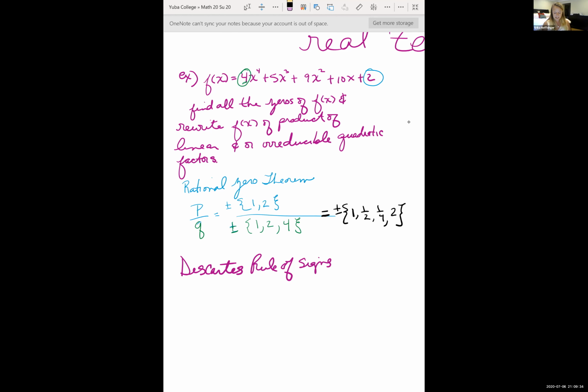So looking at the number of sign changes in f of x, well, 4x to the 4th to 5x cubed is none. 5x cubed to 9x squared is none. 9x squared to 10x is none. And 10x to 2 is none. Okay, well, that just takes half of my list away that I have to try. No sign changes, so that means no positive real zeros.